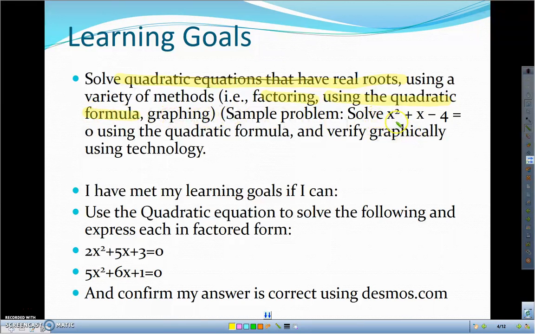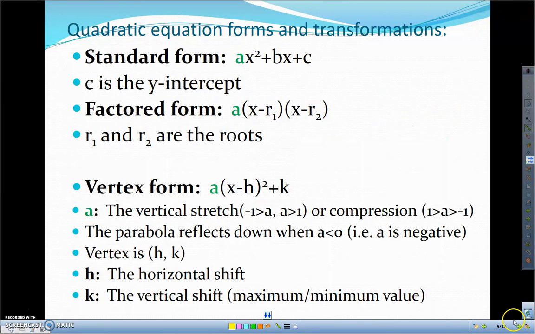A sample problem: solve x squared plus x minus 4 equals 0 using the quadratic formula, and verify algebraically using technology. And here are a few questions at the bottom that you could use as a test. You can use the quadratic equation to solve these equations and confirm that they're correct using desmos.com or some sort of online calculator. You're in good shape.